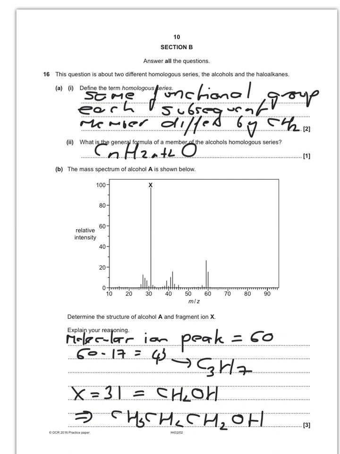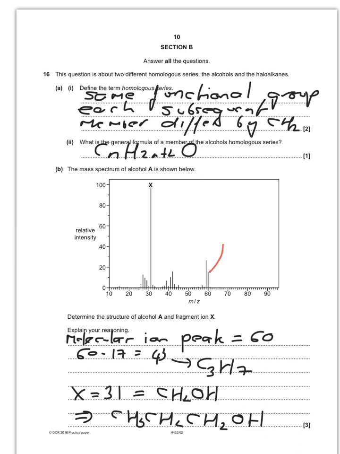So moving on to section B now. Define homologous series: same functional group with each subsequent member differing by a CH2 group. The general form of the alcohols is shown there. The mass spectrum of alcohol A is shown below. So let's work this one out. It wants me to determine the structure of the alcohol A.